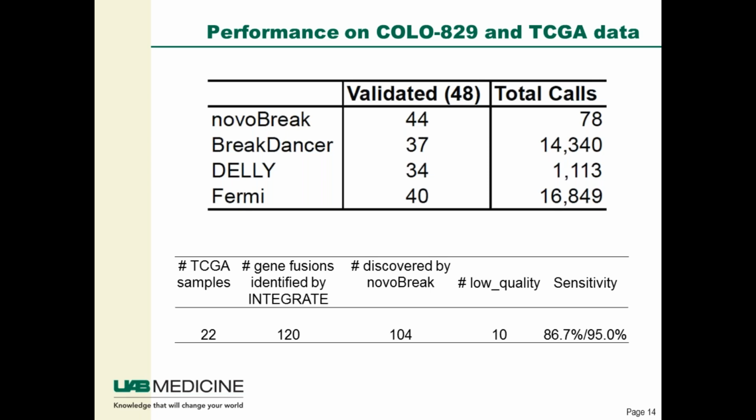Actually, no. We just use the Integrate results as the ground truth, because Integrate uses both whole genome sequencing data and whole transcriptome sequencing data. This paper was published in Genome Research. They have a cell line data for validation, and they analyzed additional TCGA samples for further comparison. They haven't validated the TCGA samples, but there is an estimate for the sensitivity and the specificity based on the cell line data.